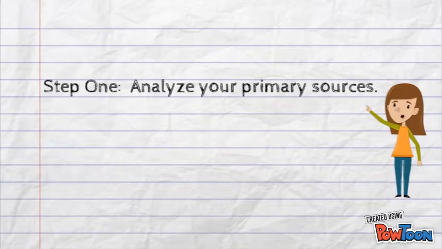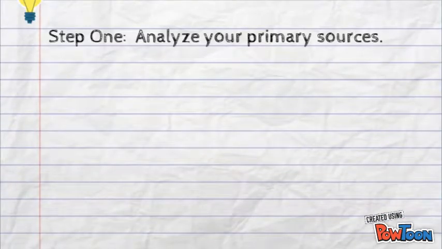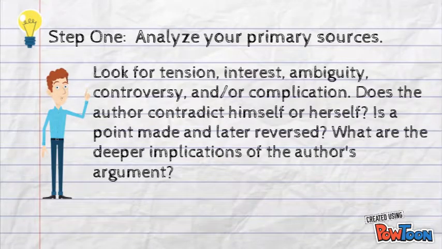Next, let us take a look at the steps that we must take in order to construct a good thesis statement. The first step is to analyze your primary sources. In analyzing your primary sources, first, look for tension, interest, ambiguity, controversy, and/or complication. From here, draw up questions like: does the author contradict himself or herself? Is a point made and later reversed? What are the deeper implications of the author's argument?